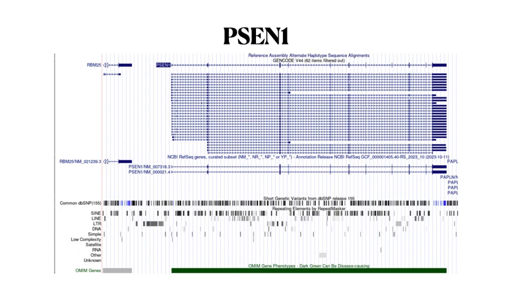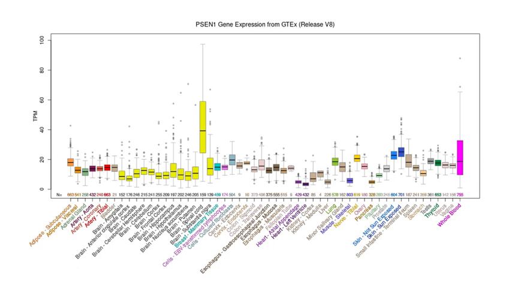Here we see the different transcripts for PSEN1, and it also has a lot of different short genetic variants and repeating elements. So we see here more transposable elements, retrotransposons, and different long terminal repeats. Here we see that the spinal cord has the highest expression across all tissues, which is rather interesting.